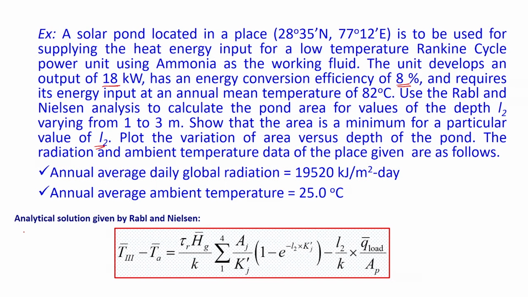Okay. So we can use the analytical solution given by Rabl and Nielsen. So this correlation we can use. First, let us draw the solar pond. So we will have the sun here, the sun rays will fall, and we will have this kind of pond.